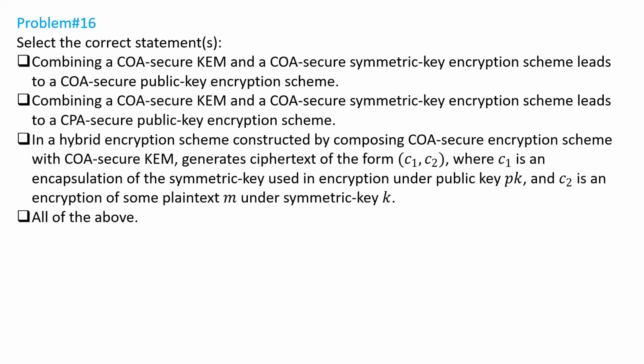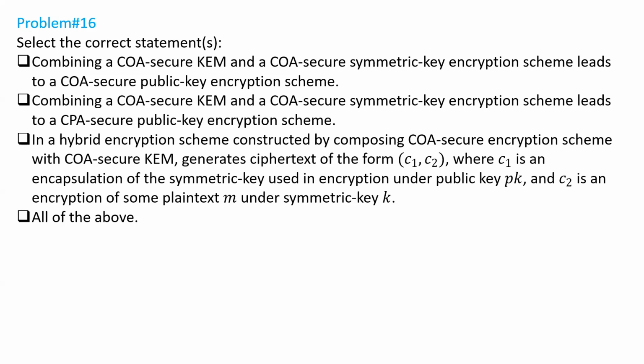Next question, select the correct statements. Combining a COA secure KEM and a COA secure symmetric key encryption scheme leads to a COA secure public key encryption scheme. The second option says combining a COA secure KEM and a COA secure symmetric key encryption scheme leads to a CPA secure public key encryption scheme.